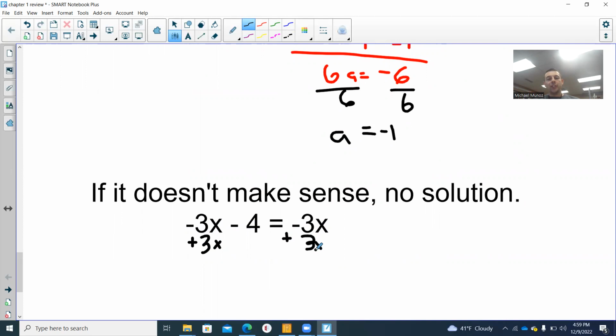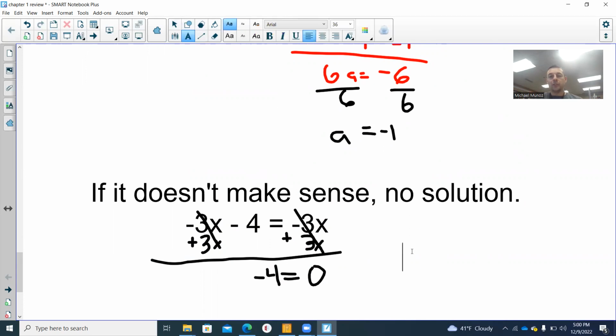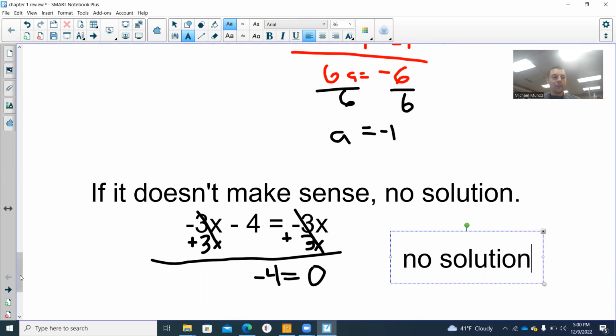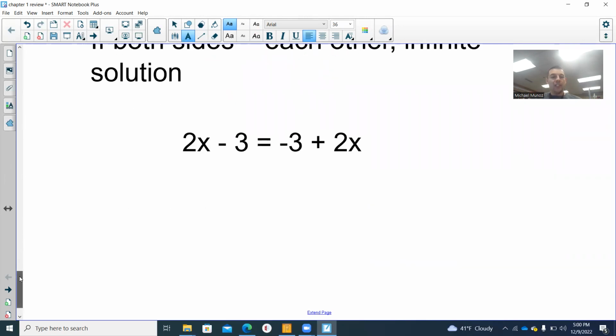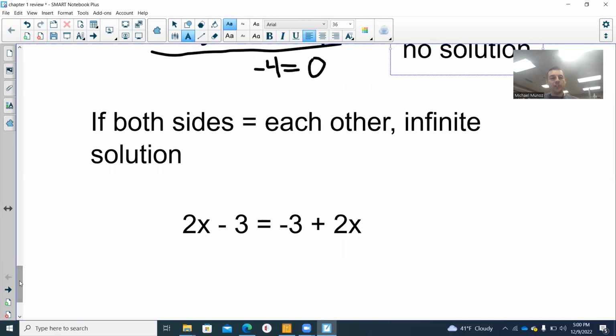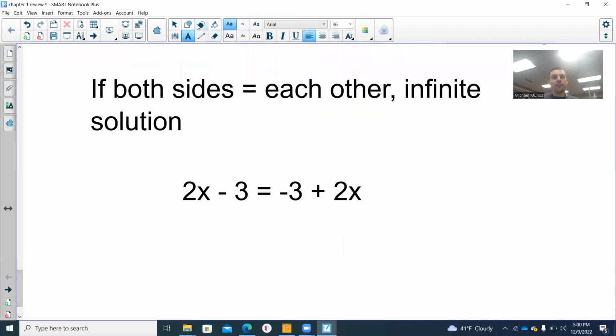both of the x's are going to disappear. So these will cross out. These will cross out, leaving me with 0 over here because there's nothing left, and negative 4. So negative 4 doesn't equal 0. It doesn't make sense. So here I would just write no solution for my answer. And the opposite is if the two numbers do equal each other, then it's infinite solution.